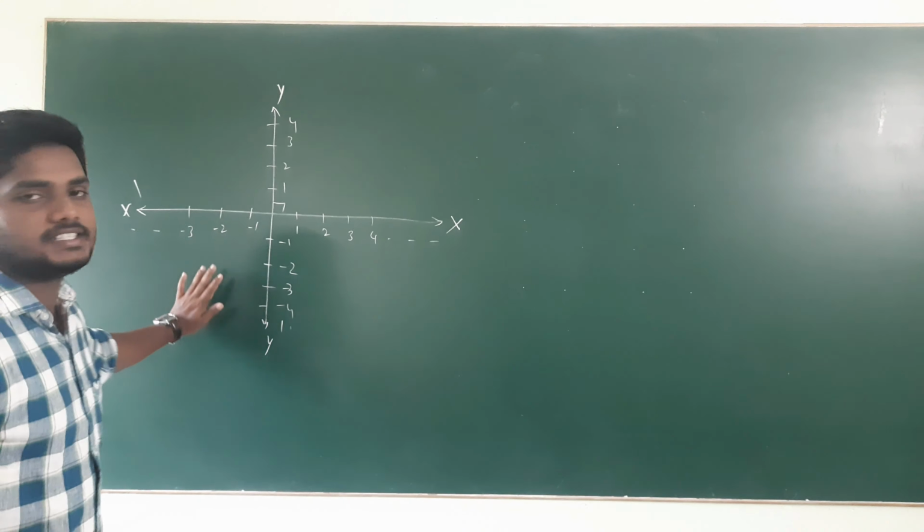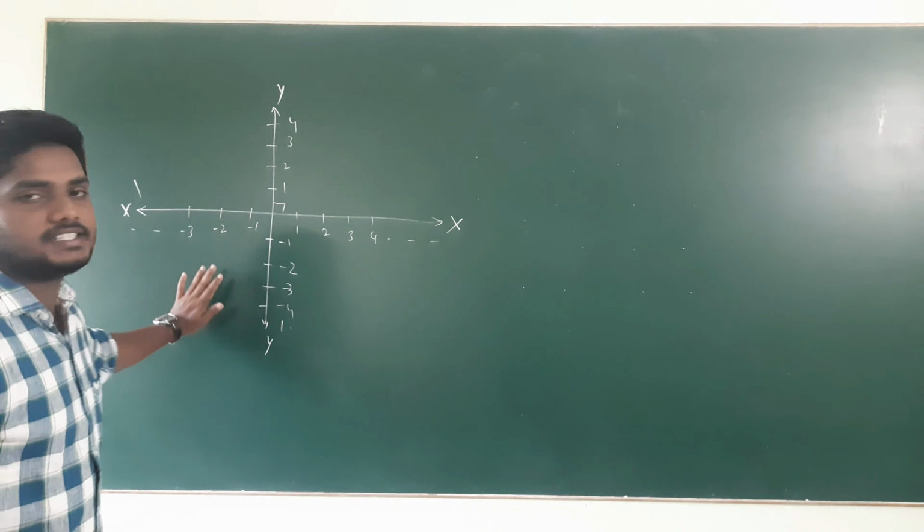If a vertical line is passing through (-4, 0), then what is this line's name? This line's name is x equal to -4. I think you understand now. Now you tell me, if a vertical line passes through the point (-10, 0), then that line's name is x equal to -10.